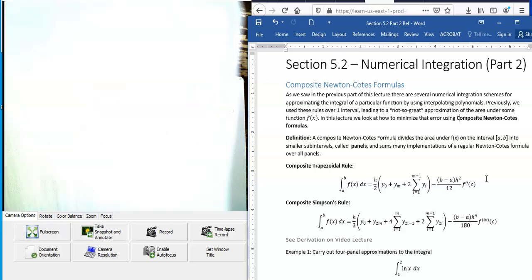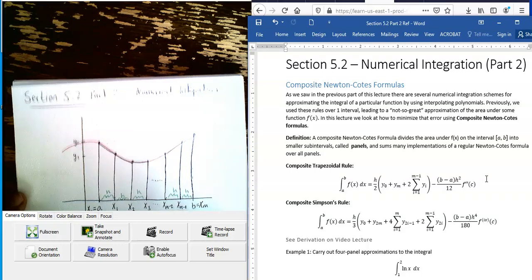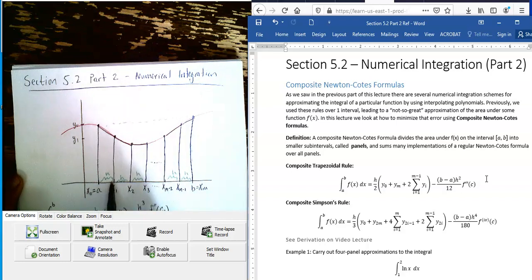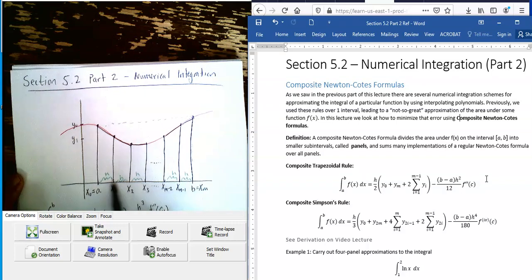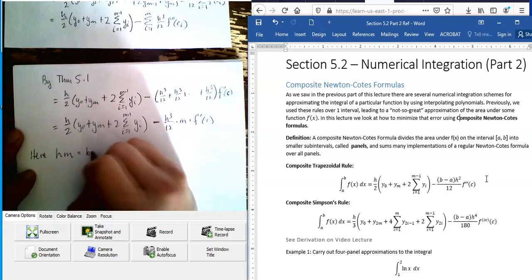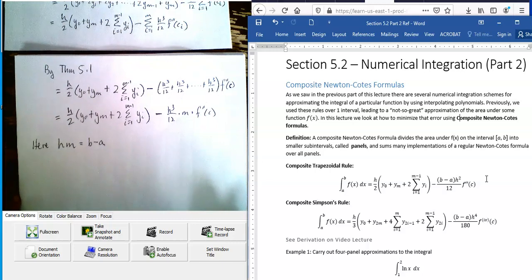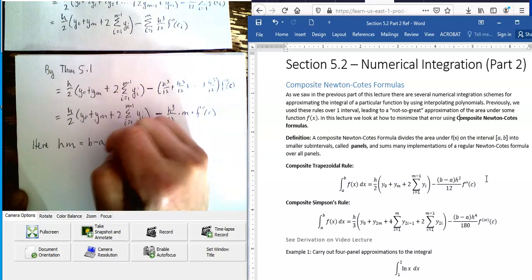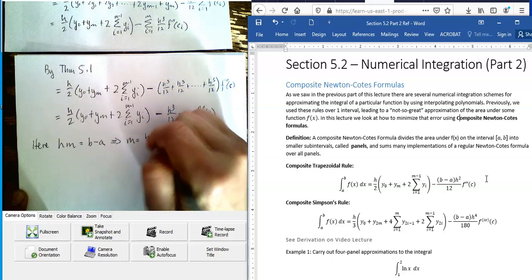Well, if we look back, h is simply the length of each of these intervals, right? So I have this length, this length, this length, this length, this length here, right? They're all the same. And we have m of them, right? So if I multiply h times m, I simply get the length of this interval right here, right? Therefore, h times m is simply the length of the interval, b minus a, which implies that m is equal to b minus a over h.